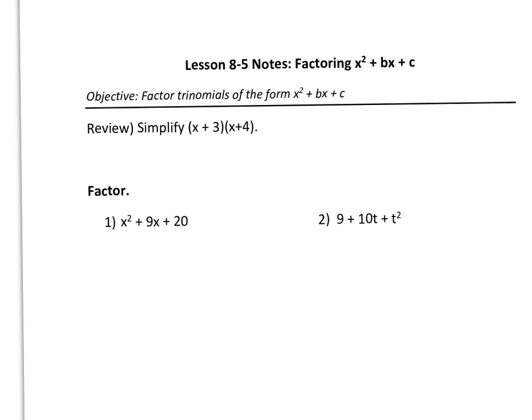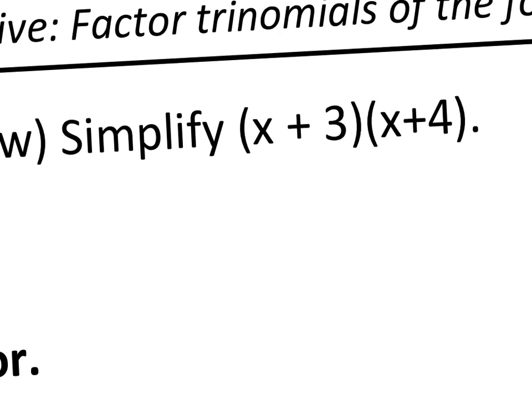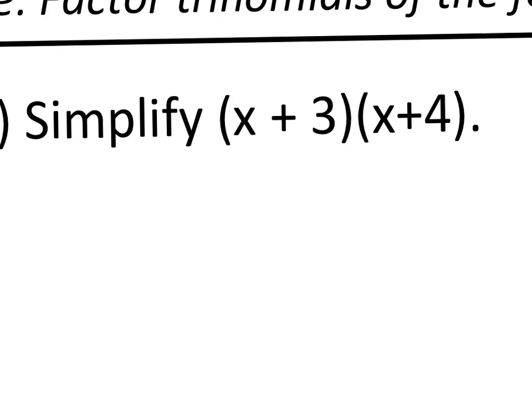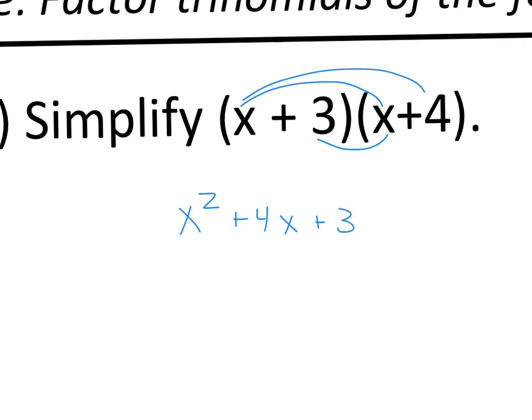But let's review real quick. In the last chapter, I would have asked you to simplify this, and I would have said x times x was x squared, right? We're just going to FOIL it out. X times 4 is 4x. 3 times x is 3x. And then 3 times 4 is 12.